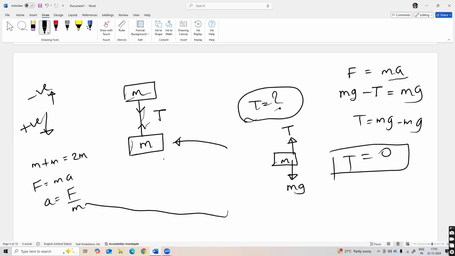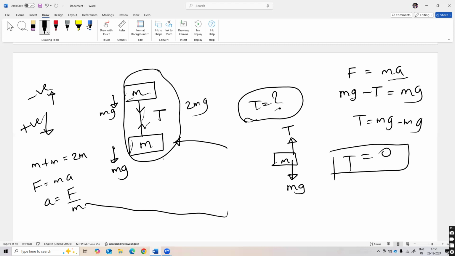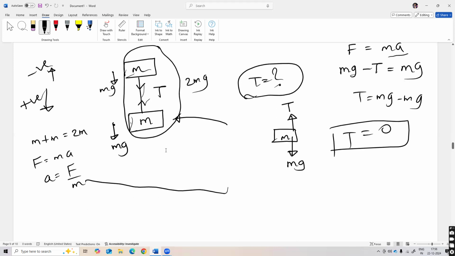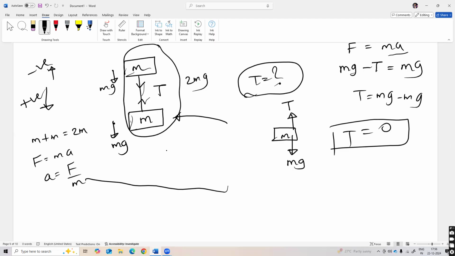In this case, the net forces are basically the weight of this mass, mg downwards, then the weight of this second mass, which is mg downwards. So the net force acting on this system is basically 2mg. So here you get 2mg upon 2m. So acceleration is basically equal to acceleration due to gravity, that is g.